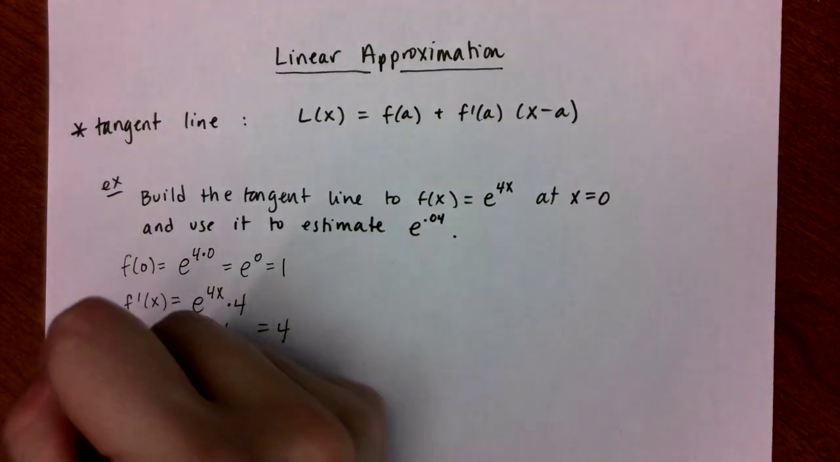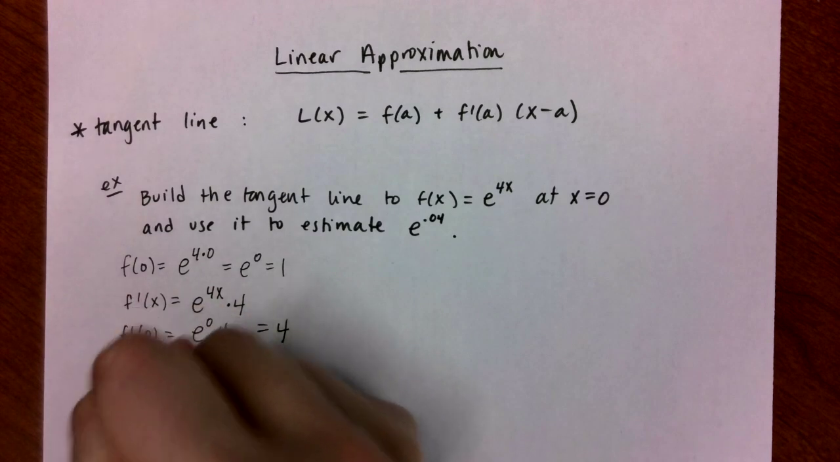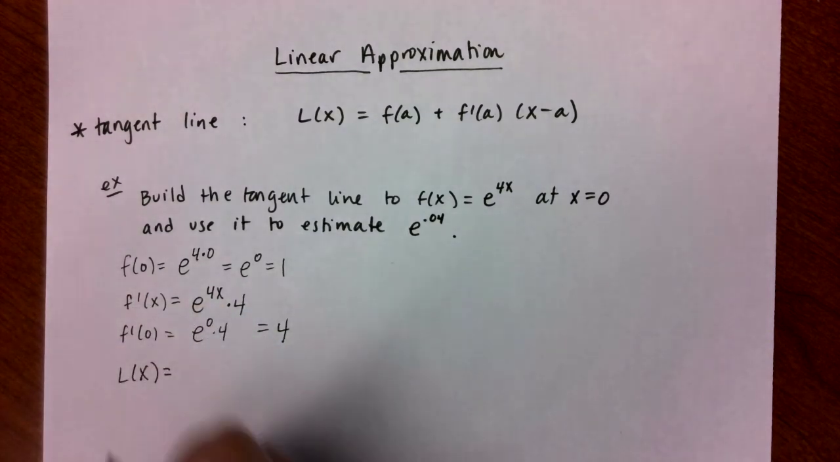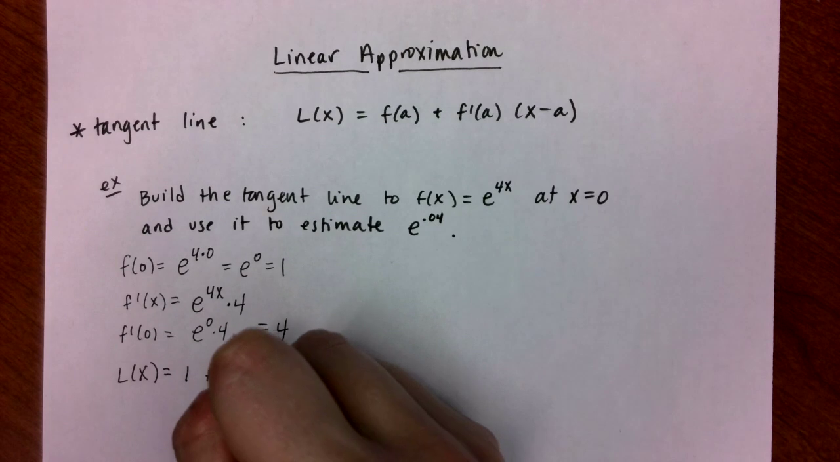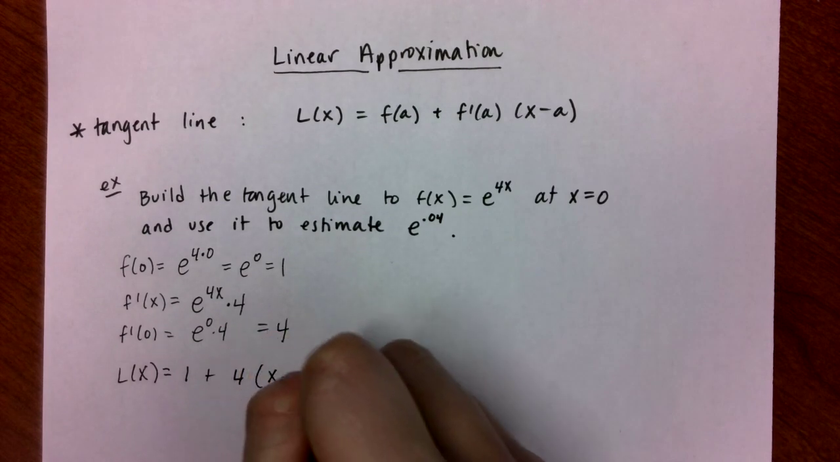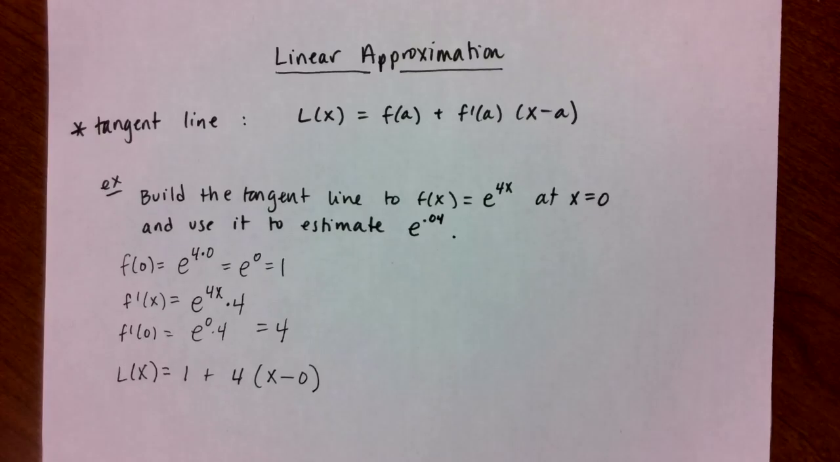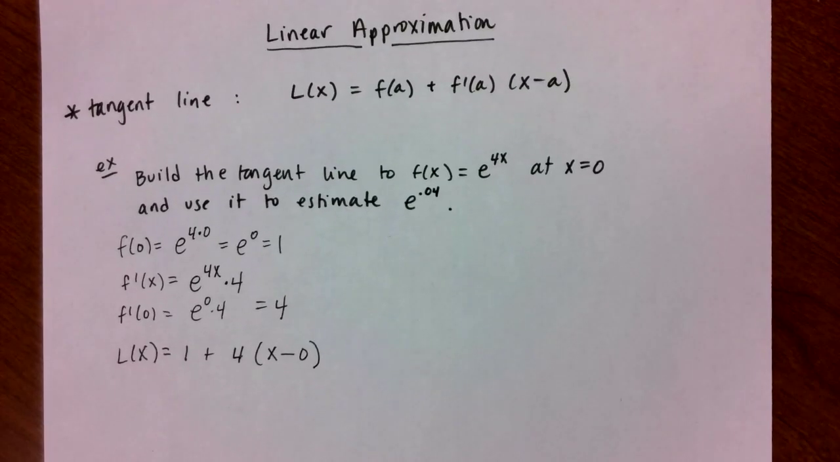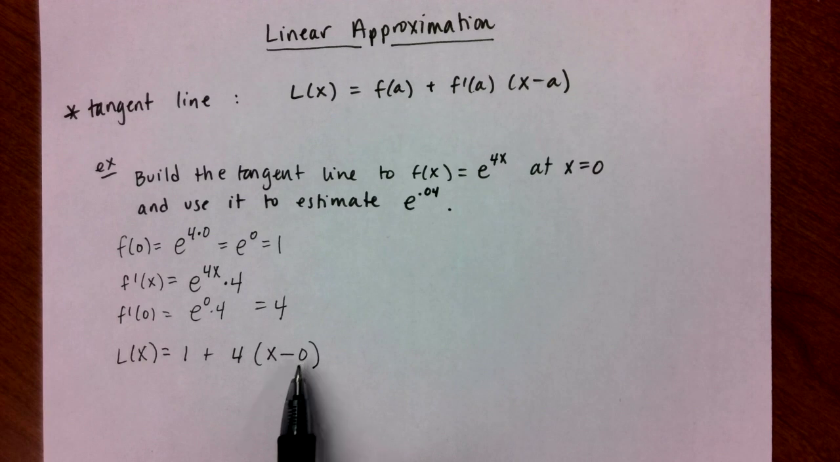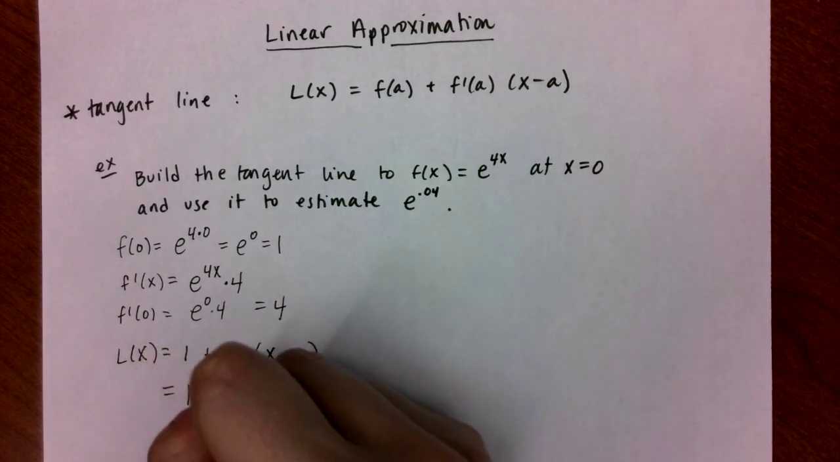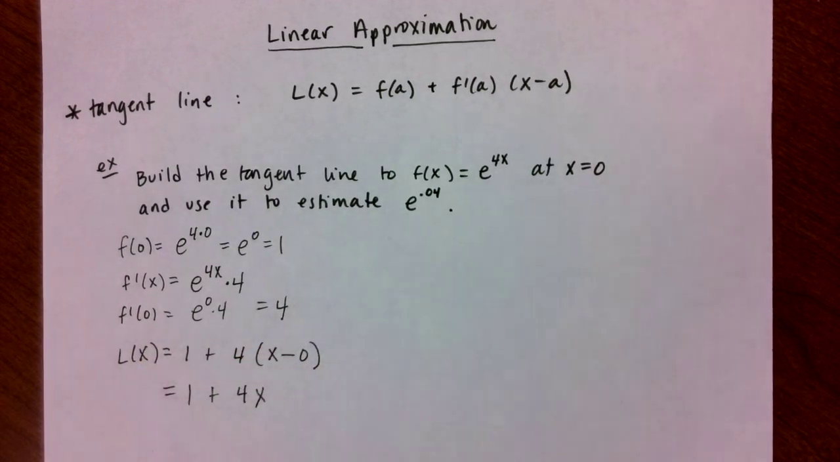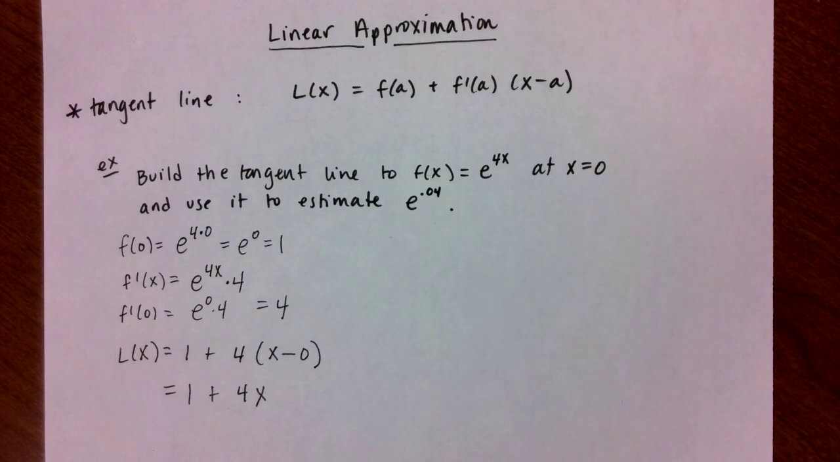Okay, so this is all the information I need to answer the first part of the question, to build the tangent line. So I'm going to say L of x, the line, is the y value plus the derivative times x minus the x value. So 1 plus 4 times x minus 0. You can leave it in this format because this number happens to be 0. We could also just write this as 1 plus 4x, and it's just slightly cleaned up, but both of those are correct.